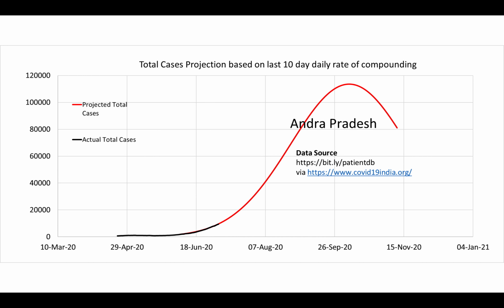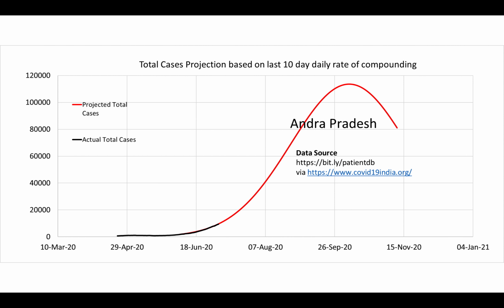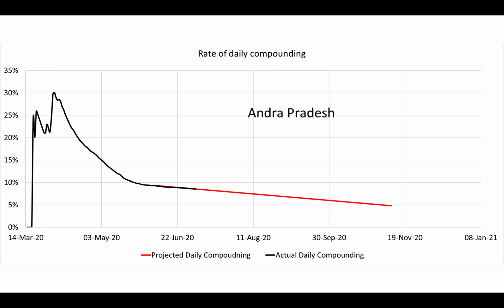Andhra Pradesh is, oh my god, I don't know what to say about this. The reason why you see this in Andhra Pradesh is because this is the Andhra Pradesh daily rate of compounding. It's practically not falling down. It's a very, very long tail distribution, and because of that, it looks as if the peak is going to be somewhere in October. That's not good news at all.